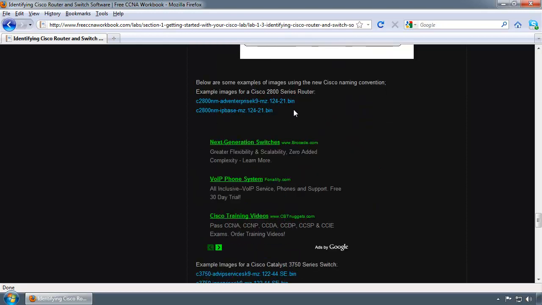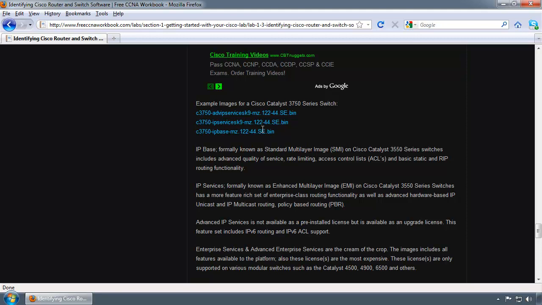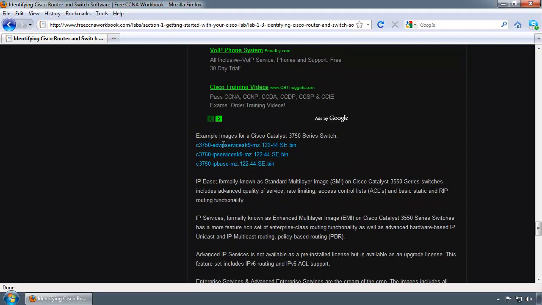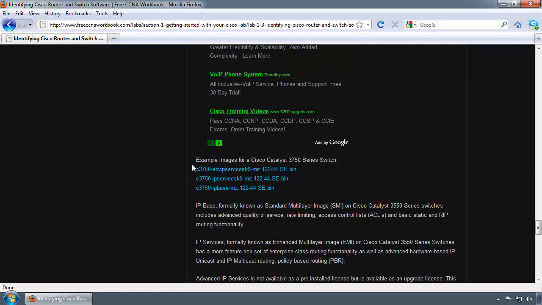I have three examples here of switch iOS. As you can see, I have the advanced IP services iOS name here, and the IP services K9 name here, as well as IP base. That just gives you an idea of the different names of the iOS for a switch. For this particular platform, it's a 3750, as identified here.